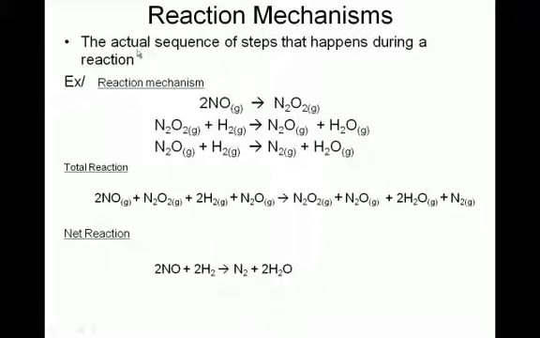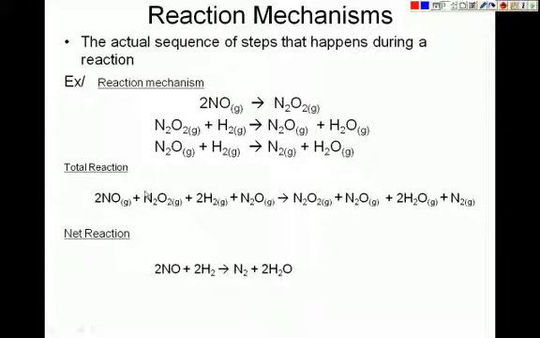So reaction mechanisms, again, are the actual sequence of steps that occur during a reaction. What we see here is a reaction mechanism. In this reaction mechanism, there are 3 steps, and if we add everything up from these 3 steps, we get what is called a total reaction.